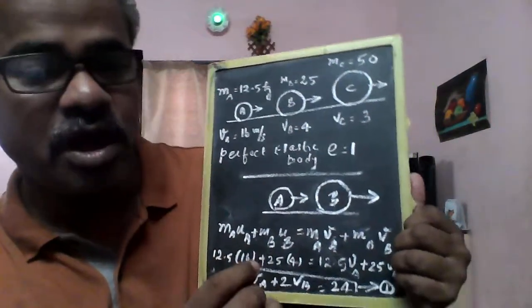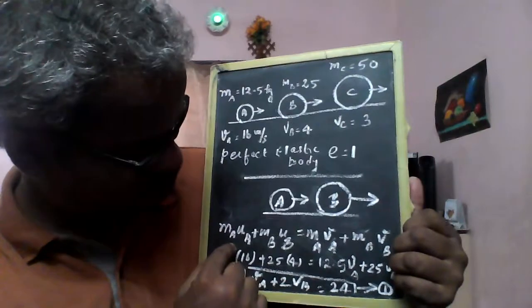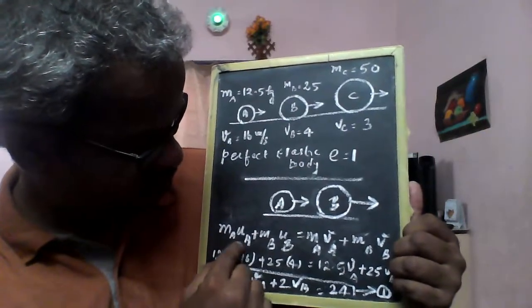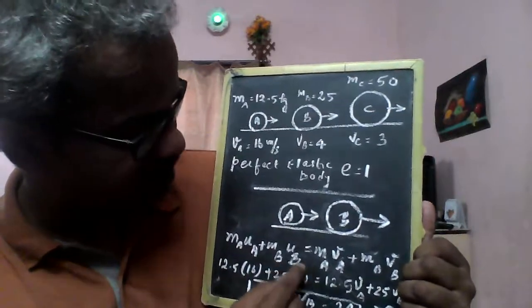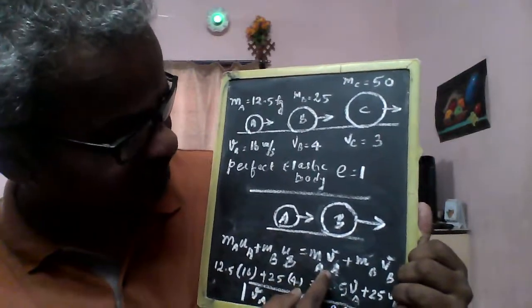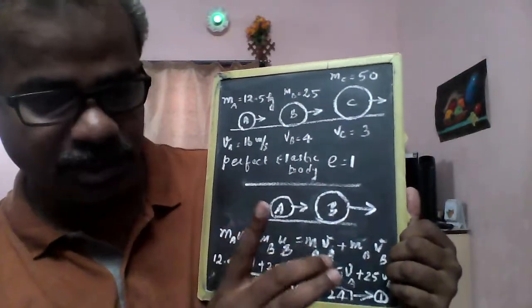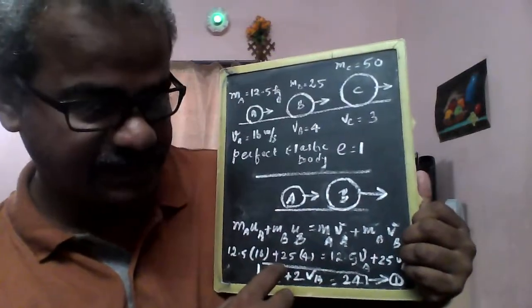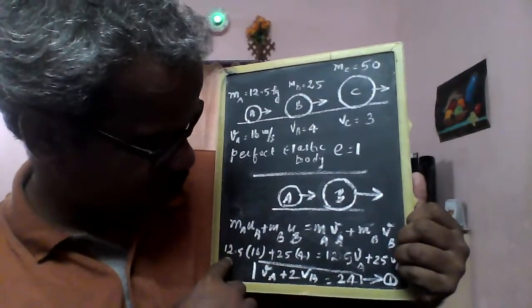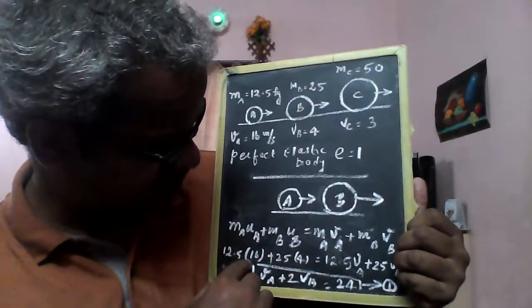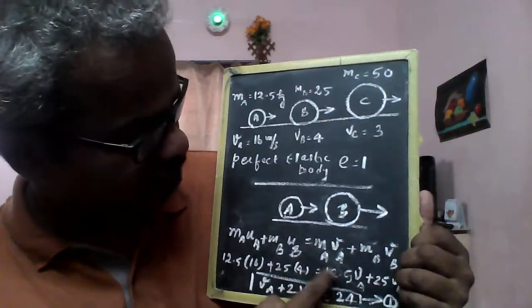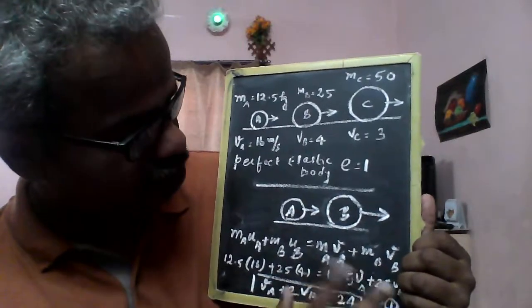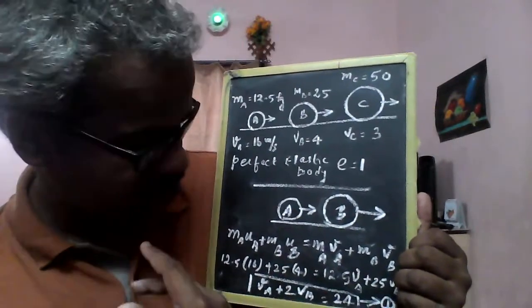Using the law of conservation of momentum, you know the momentum equation, that is mA uA plus mB uB is equal to mA vA plus mB vB. This is one equation. I will substitute: mass of A is 12.5, this is 16, this is 25, this is 4, and this is 12.5 mass of A, and vA we don't know, 25, vB we don't know.